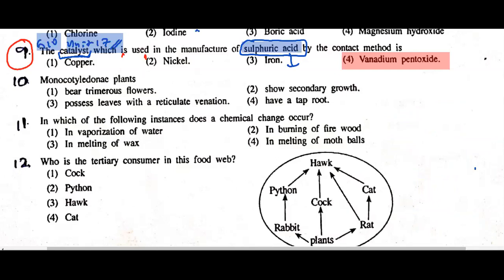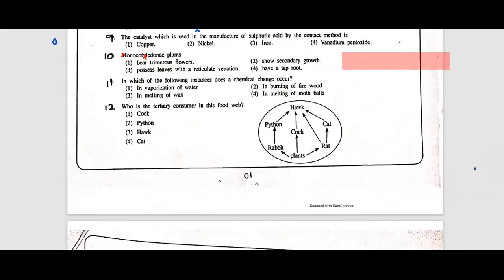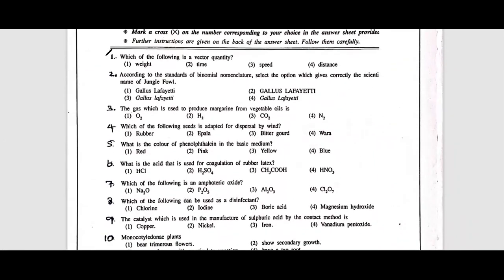Then question number 10. Vanadium pentoxide is the answer, right? Question number 9, the answer is the fourth. So you can see here in this paper, look here, out of the 11 MCQs, the first one is grade 10, right? Second one grade 10, third one grade 10, fourth also grade 10. Then fifth and sixth, six also, yeah. Then seventh grade 10, right? Then 9 grade 10, 10 also grade 10. 1, 2, 3, 4, 5, 6, 7 questions from grade 10.